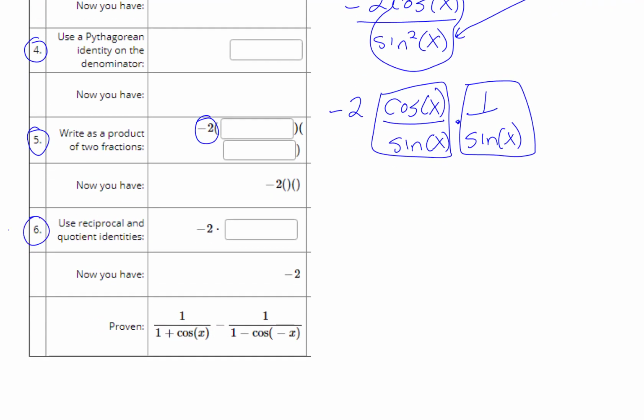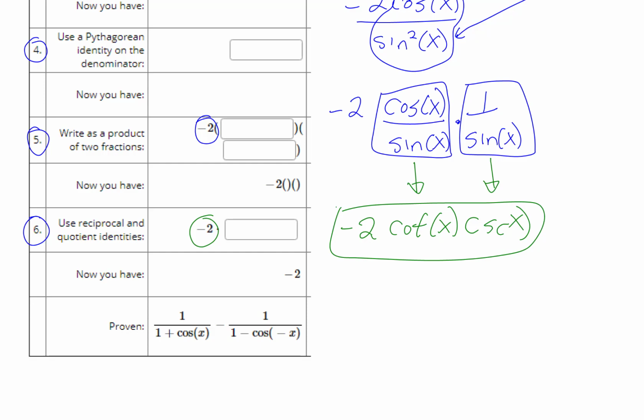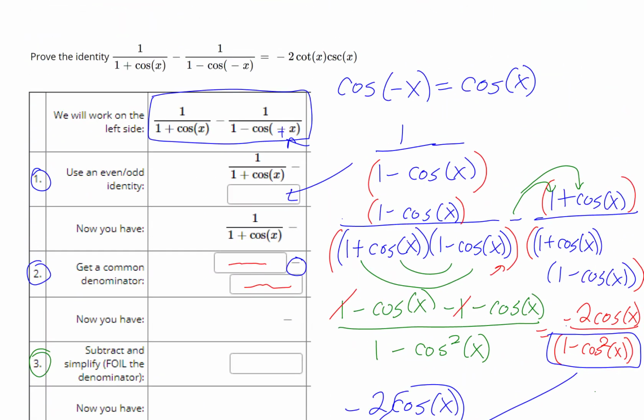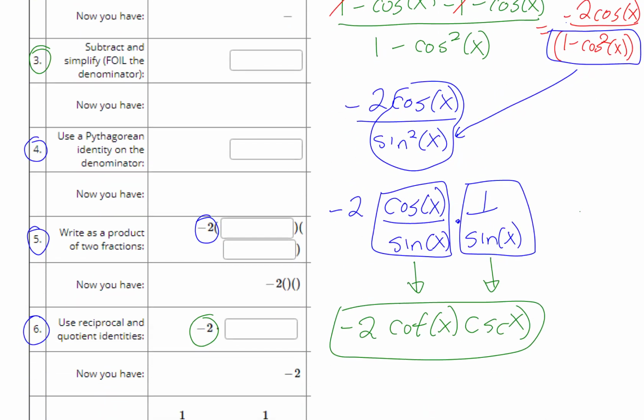Finally, step number 6, use reciprocal and quotient identities. So in this step, and as I look, it's already got the -2 multiplied out in front, so that's already there. This is a quotient, and it could be written as cotangent x, and this is a reciprocal. It could be written as cosecant x, and end up with this. And if we go back up to the top here, we see that is exactly what I was trying to verify that it equaled. And so I'm now done.